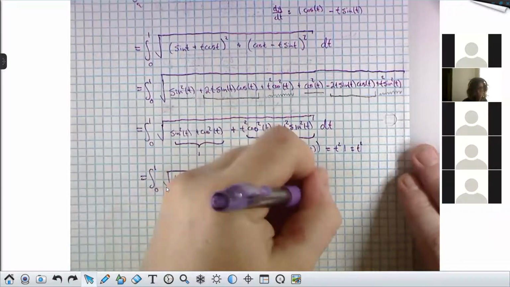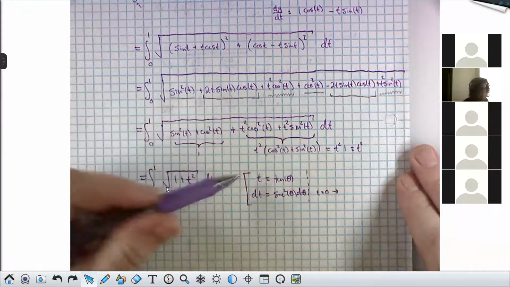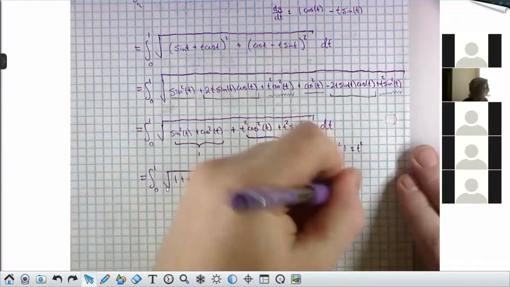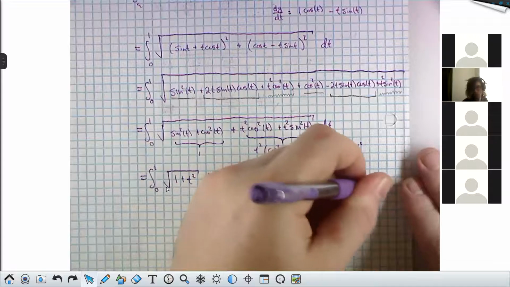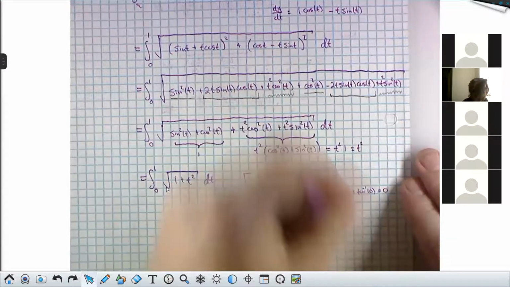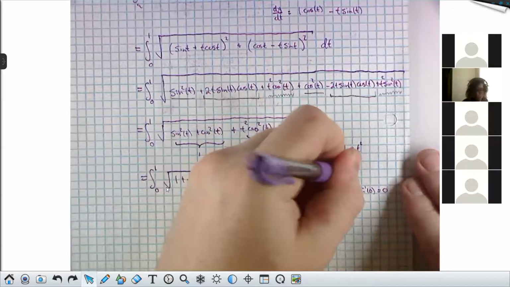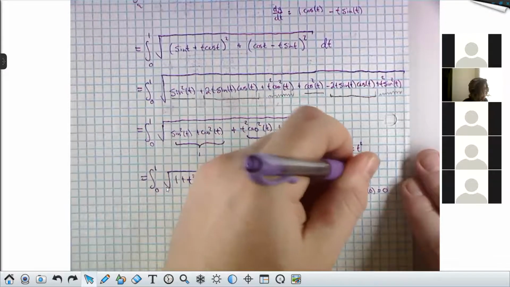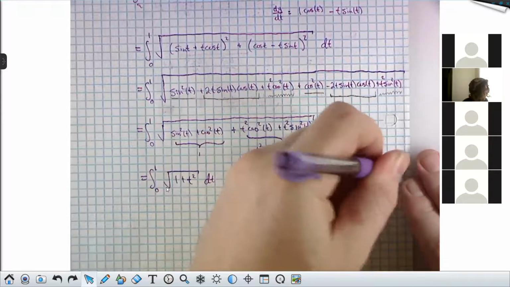When t is equal to 0, we have 0 equals the tangent of theta. So theta would be the inverse tangent of 0, which is 0. And when t is equal to 1, we have theta equals the inverse tangent of 1, which is pi over 4.